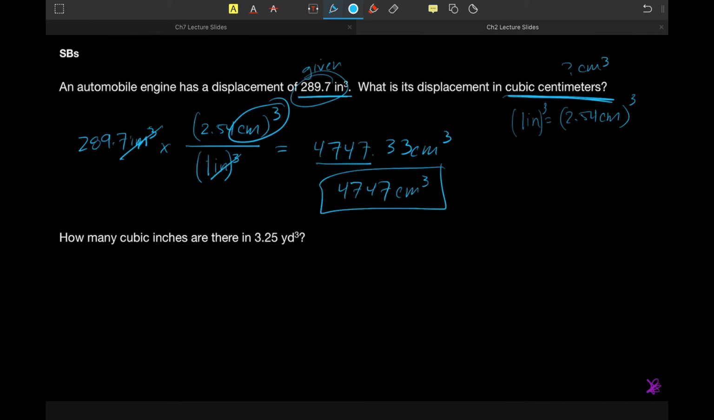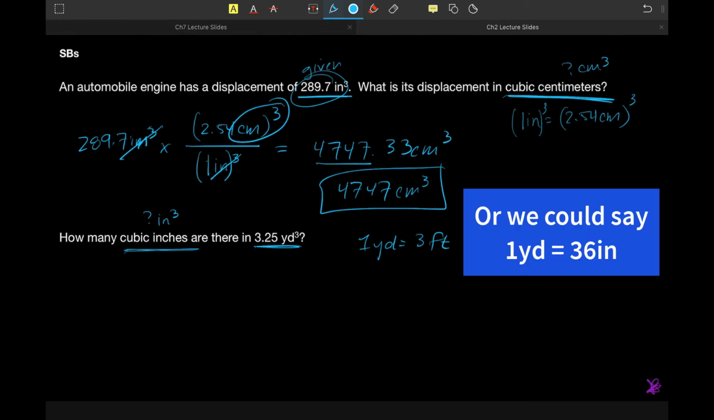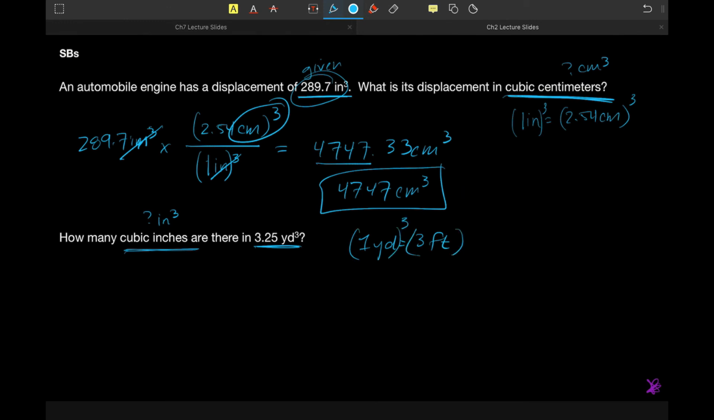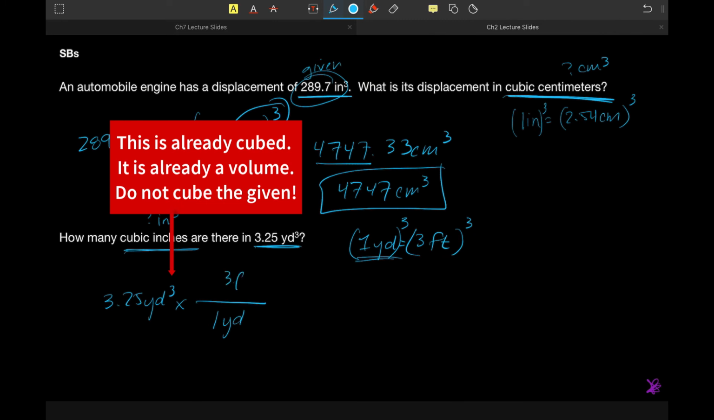Okay, how many cubic inches? So how many inches cubed are there in this many yards cubed? So again, going back to life things we should know, 1 yard is equal to 3 feet. Now, if I am going to talk about this in 3 dimensions, I'm going to have to cube each of these conversion factors, yes? So, starting with my given, 3.25 yards cubed. Now, 1 yard, 3 feet, cube each of those.